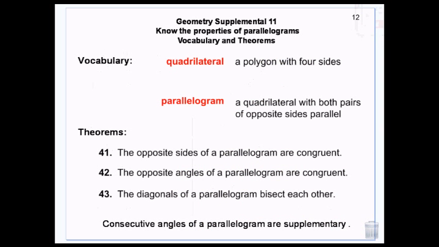A quadrilateral is any four-sided figure. So it can be a square or a rectangle or a trapezoid or a rhombus or a kite or a parallelogram. That's not a parallelogram.